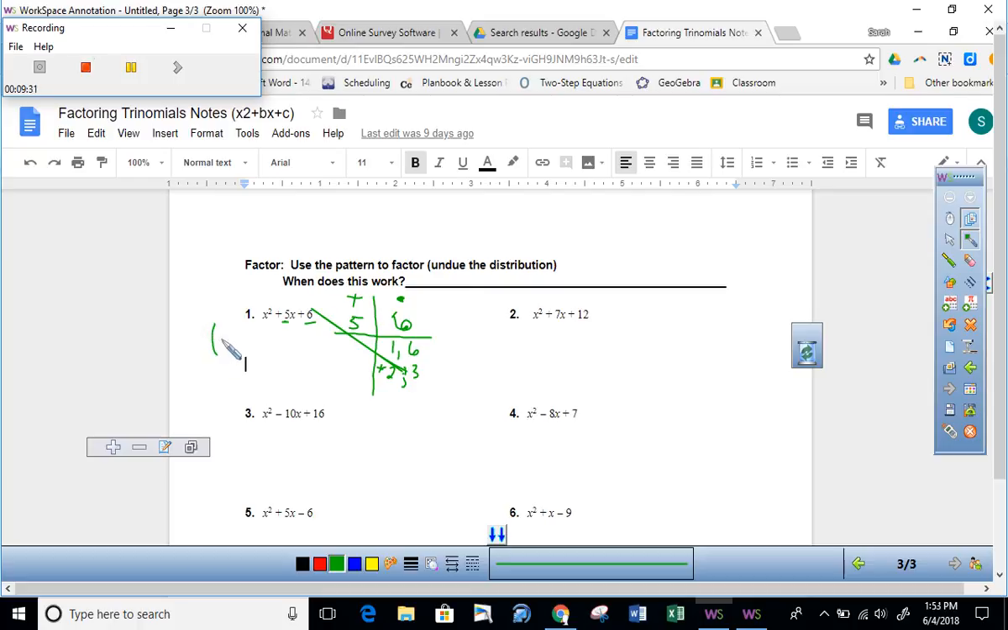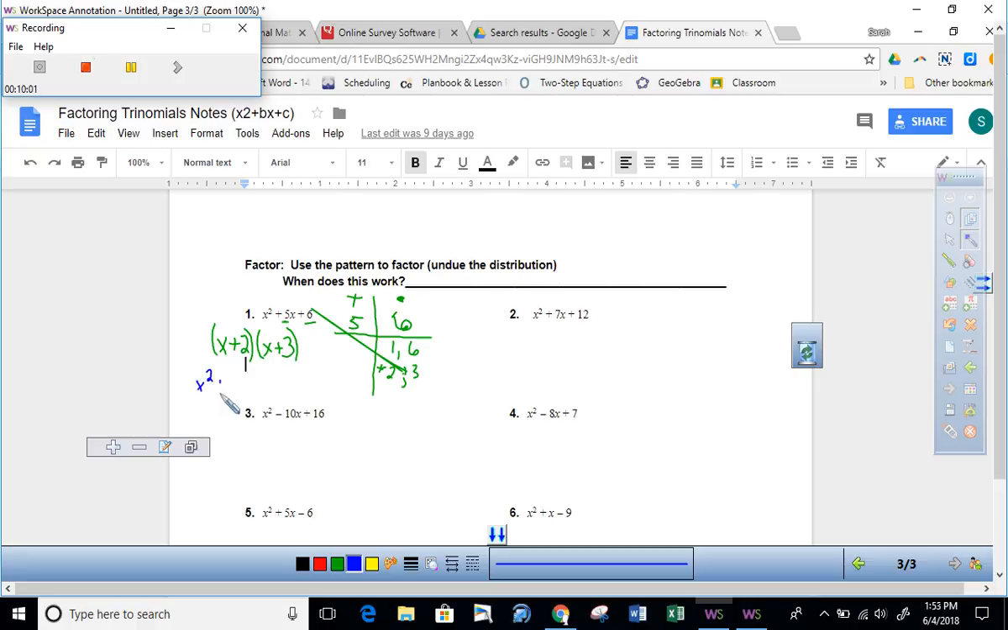So once you've come up with your numbers, you put an x because of the variable, plus 2, and then another binomial, x plus 3. The order of these does not matter because you're multiplying. The signs do matter. They matter a great deal. To check this, you should be able to multiply it out really quickly and get the same thing that was in the question. x times x is x squared.